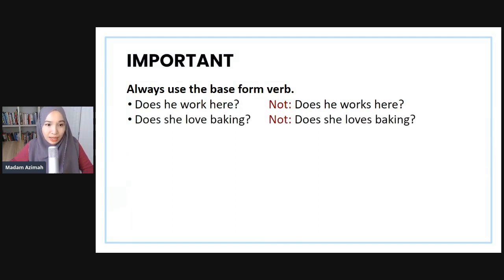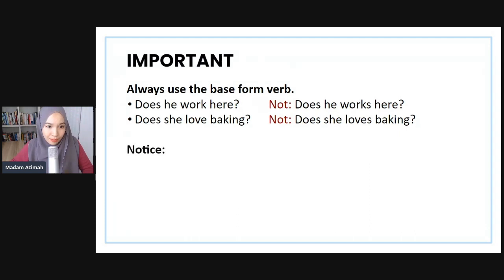Another example. Does she love baking? Not, does she loves baking? Okay, loves is a verb. We need to remove the S. We want to use the base form of the verb. Why? Because we have does there.